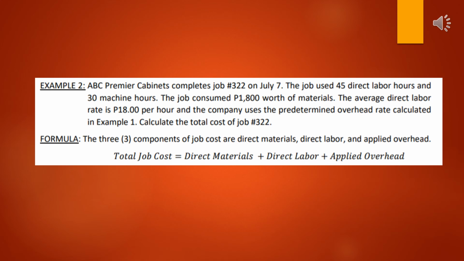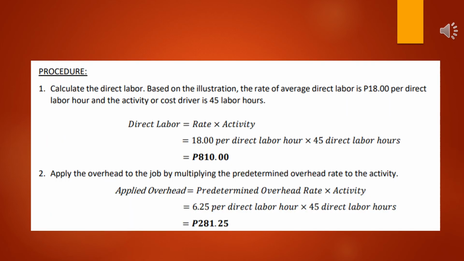In direct labor, we have here in the problem that it consumes 45 direct labor hours. So 45 hours, what is the rate per hour? Is it stated in the problem? Yes. The average direct labor rate is 18 pesos per hour. So therefore, in the direct labor portion, we are going to multiply 45 direct labor hours times 18 pesos. Now for the direct materials, it was also given that the job consumed 1,800 worth of materials. Let us now proceed to the solution.